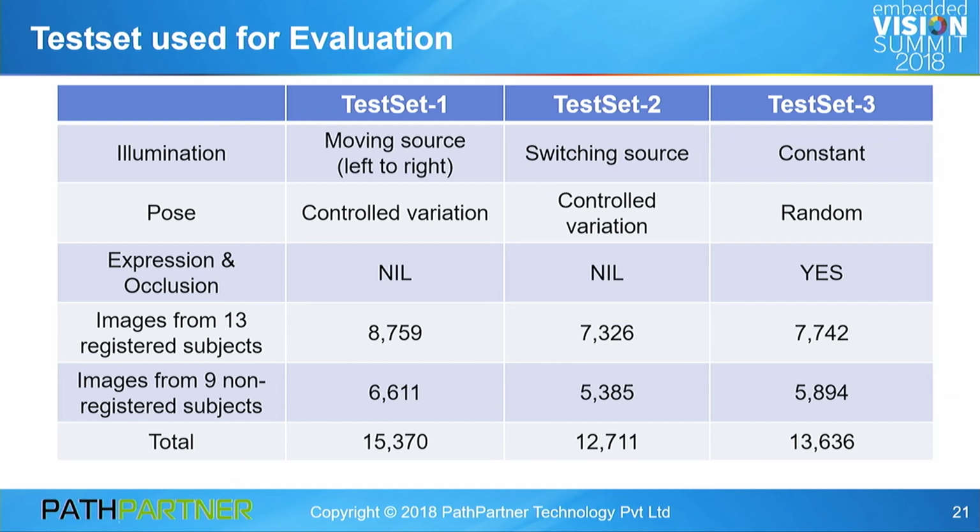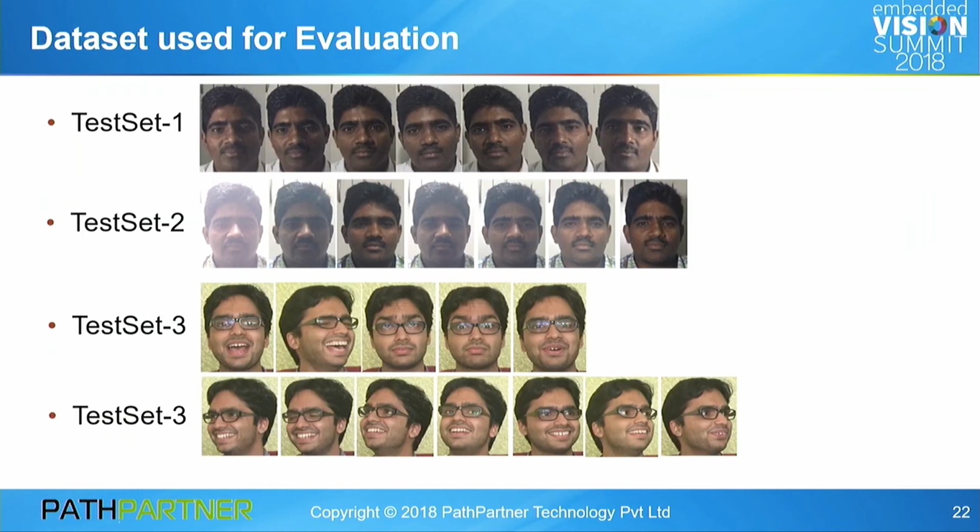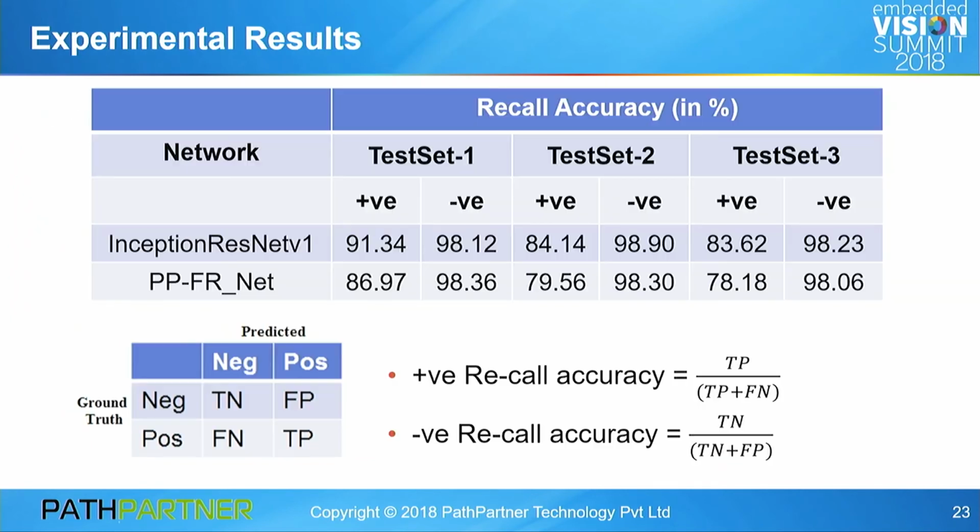Now, let me show you some of the samples from this test set. So in test set 1, as you observe, the light source switches from left to right. And these are some of the samples from test set 2 and test set 3. Now, let us look at the accuracy. So before I go ahead with giving my accuracy numbers, let me also define some of the terms I have used here. So that is positive recall accuracy and negative recall accuracy.